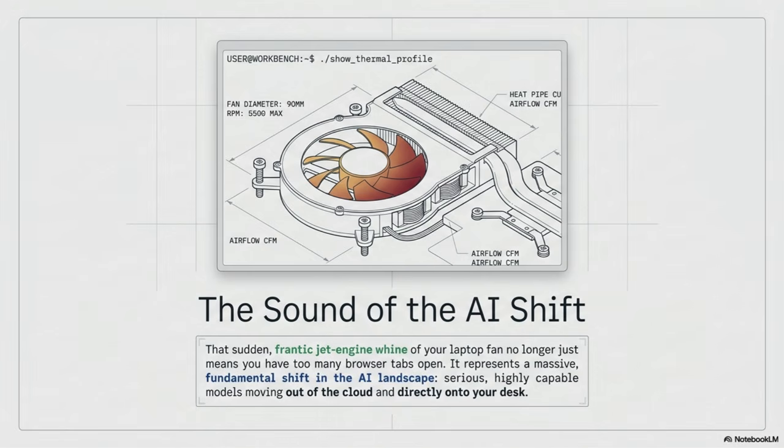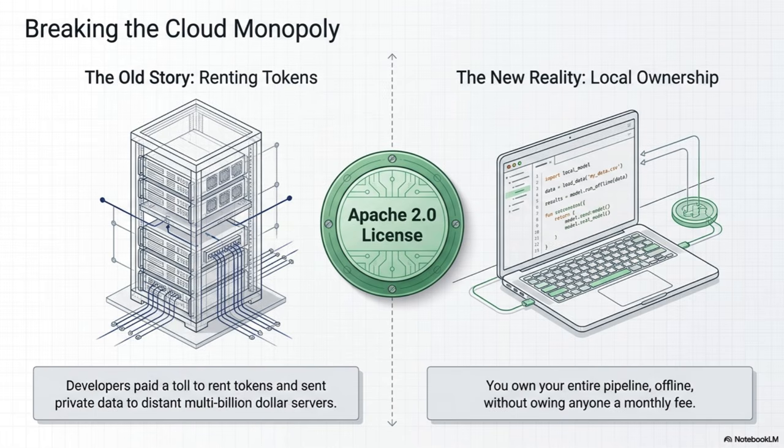It really does. We're seeing this quiet but huge shift where serious, highly capable models are moving out of the cloud and literally onto the desk right in front of you. Yeah, because for a long time, the default story in this industry was incredibly binary, right? Exactly. You had these serious, highly capable models, but they lived exclusively in these multi-billion-dollar data centers owned by massive tech conglomerates. And the rest of us just kind of paid a toll to rent tokens and send our data away to their servers.